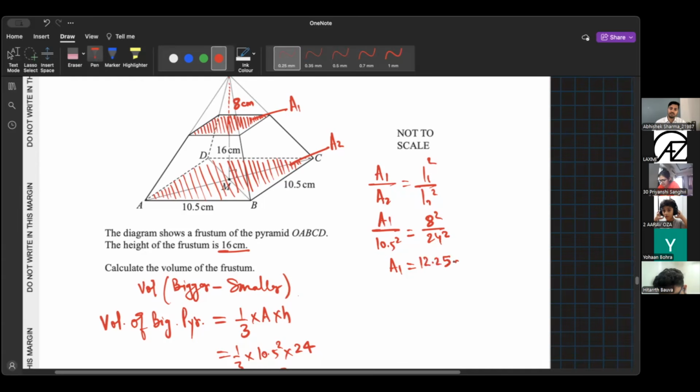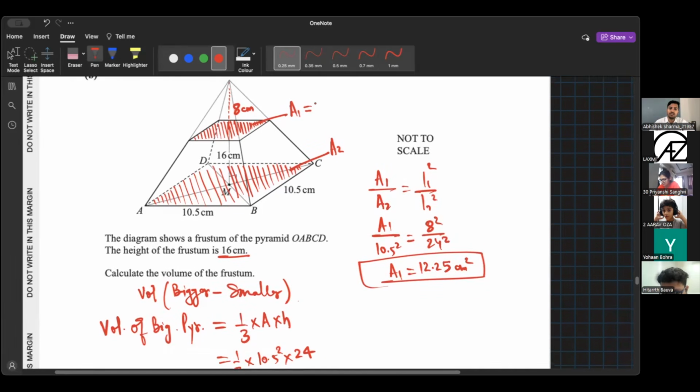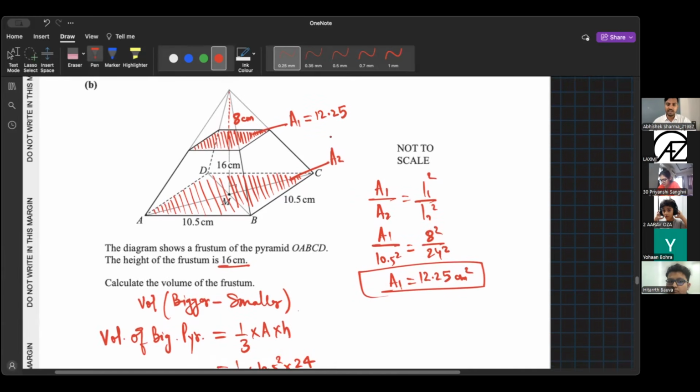We can also take height now. We'll directly get the answer if we take height. Which height? The height of the smaller and the whole pyramid. So x upon 8 equals 10.5 upon 24. What answer are you getting? Are you getting 12.25? I'm getting 3.5. Is 3.5 the side length? Yes. Perfect. That is also correct.